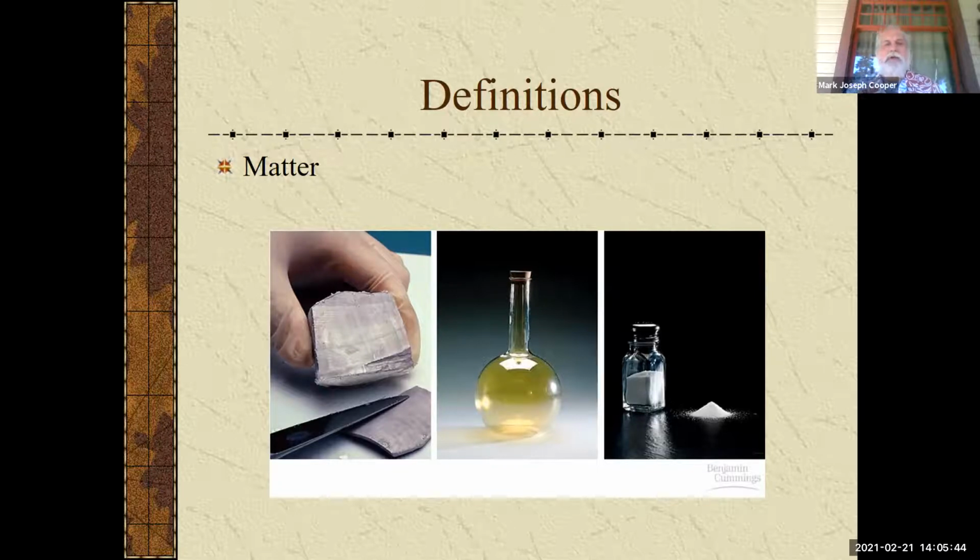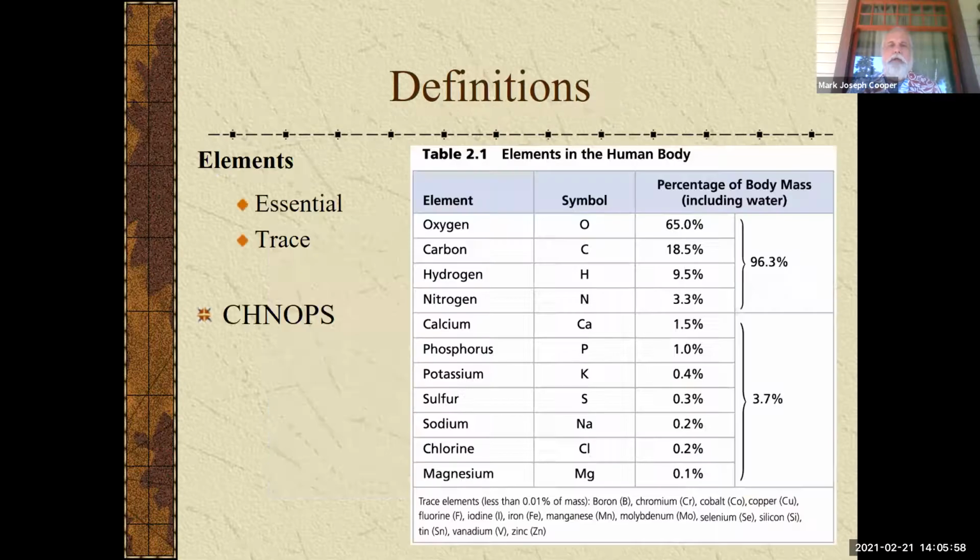All right, so let's do some basic definitions. The first one is matter. And matter is anything that has a mass and takes up space. And so that is a real simple definition. And then we're going to look at atoms and elements.